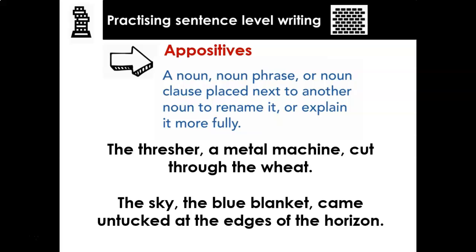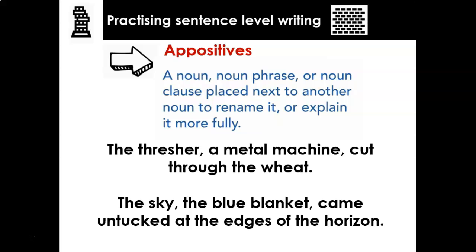Now let's try it the other way. Let's get rid of the sky. The blue blanket came untucked at the edges of the horizon. So, appositives: a noun, noun phrase, or noun clause placed next to another noun to rename it or explain it more fully. And from a descriptive point of view, they're really beautiful ways to create creativity and links to imagination. They're also a really good way to write more. Sometimes as creative writers, we're always trying to write more.